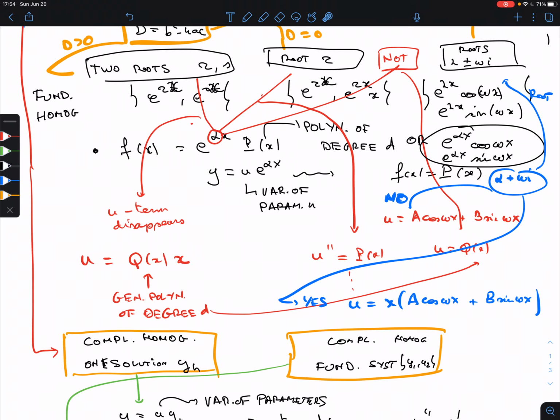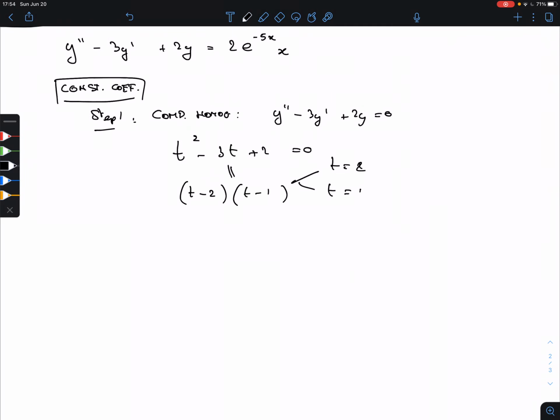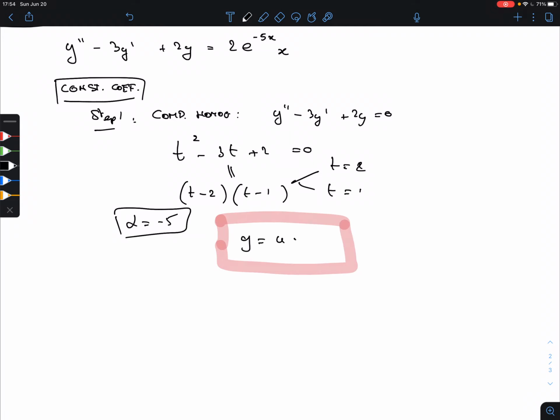We start with y equals u times e to the alpha x. What is alpha here? This is important. Here alpha is minus 5, so it's actually not a root, which means nothing special is going to happen. I'll box it because it's something we have to go back to: y is u e to the minus 5x.